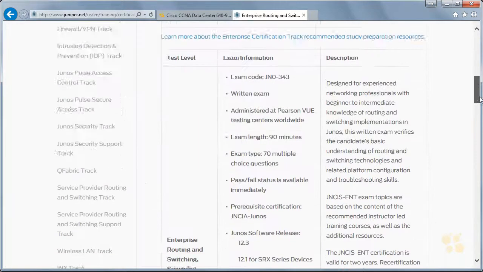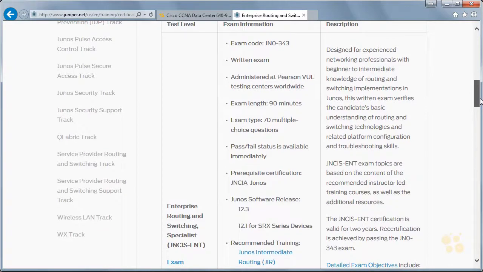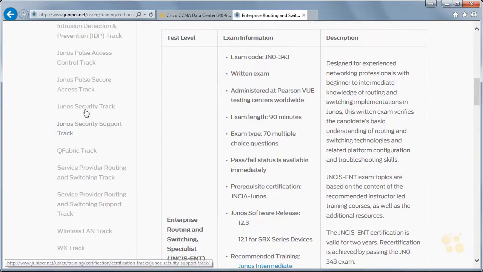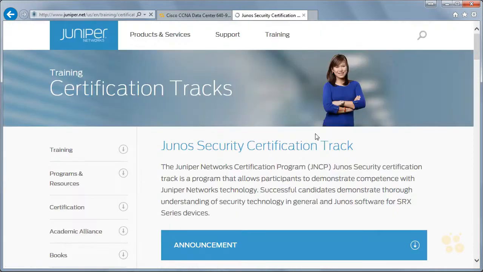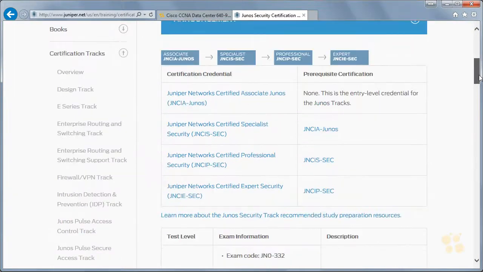If you are interested in security, you would come in here and you would go to the Junos security track, for instance. You would scroll down. Look at that. The JNCIA Junos that I'm going to prepare you for is indeed your starting point. So this is profoundly important from a certification perspective because it is our stepping stone to most all of Juniper's certification tracks.